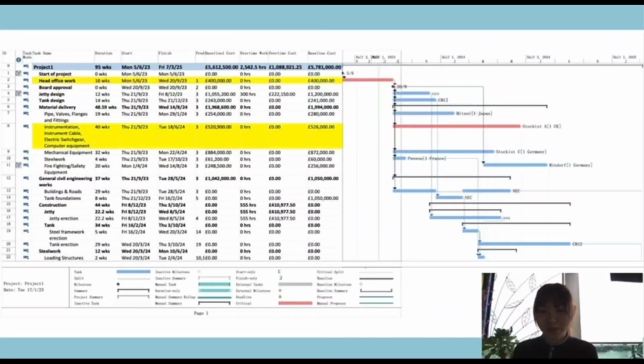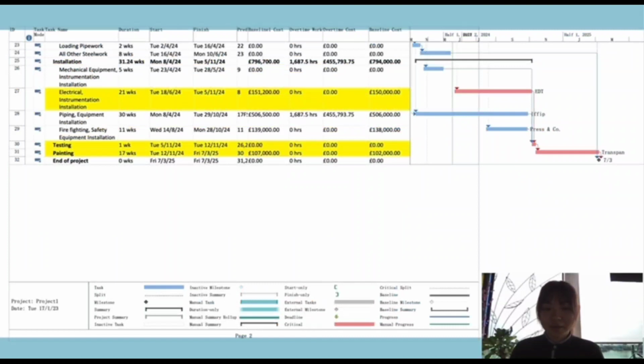2,542.5 hours, and the total estimated overtime cost is 1,088,921.25. Therefore, the total cost of this session is 6,701,421.25 euro, and our team will receive a total bonus of 48,000 euro for completing the project within 98 weeks.